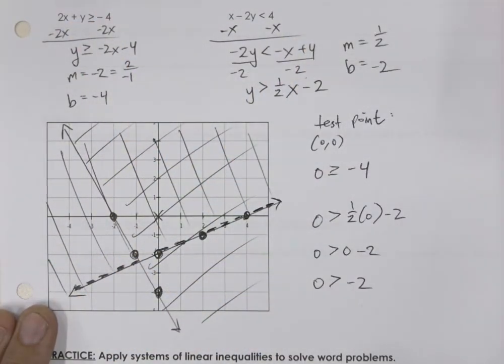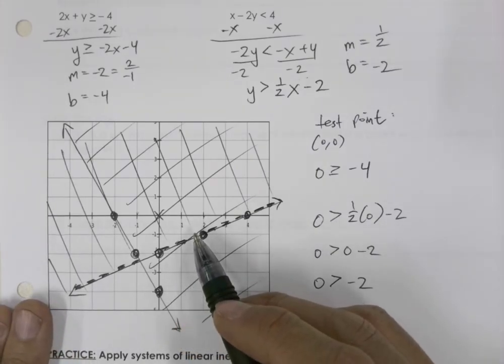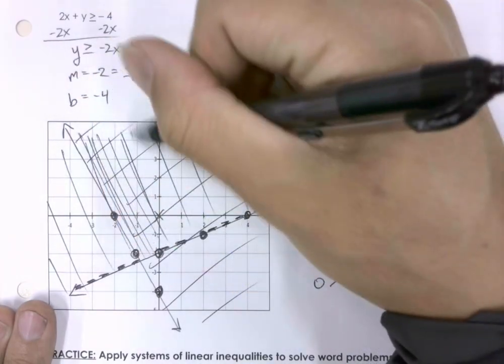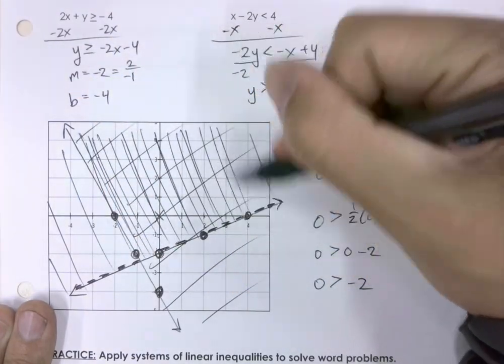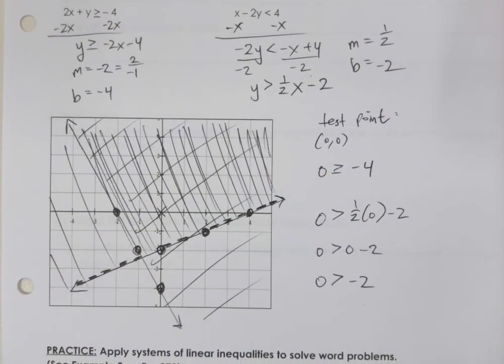And what is our solution? Our solution is where the graphs overlap, right? And they overlap right here in this quadrant. And all of that is our solution to the two inequalities.